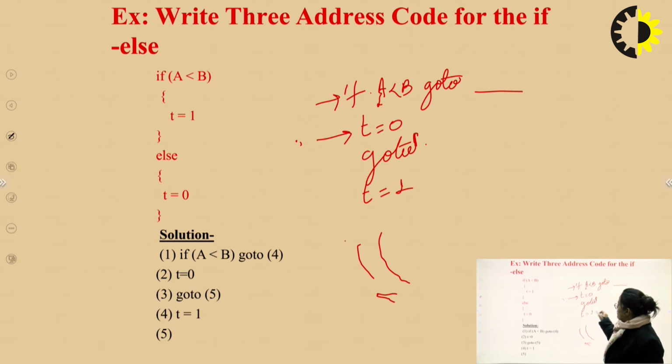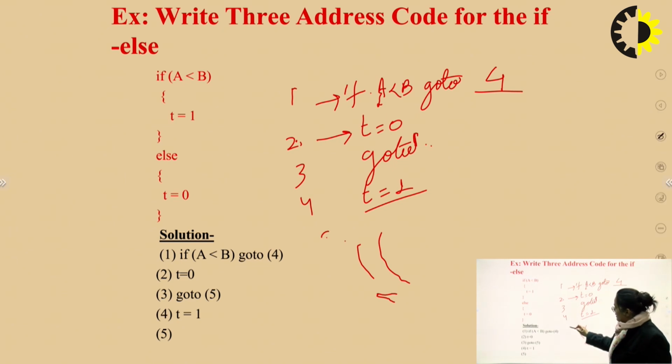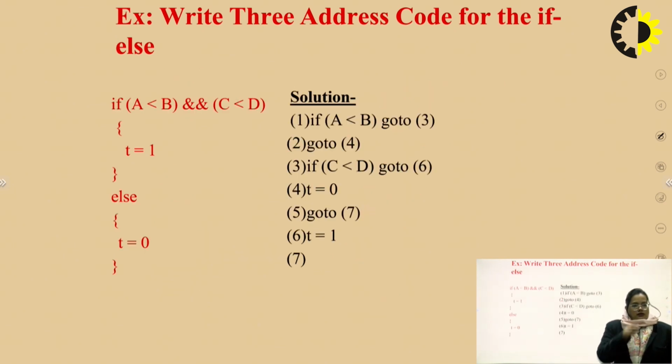Now t = 1. Suppose a is less than b, it means the condition is true. Numbering 1, 2, 3 and 4, the condition is true, so we have to go to the fourth position. It means t = 1. So here we will write 4. After that t = 0, then go to. Where do we have to go? To statement 5. Then go to 5. Okay. And this is the three address statement code for the if and else statement with condition.